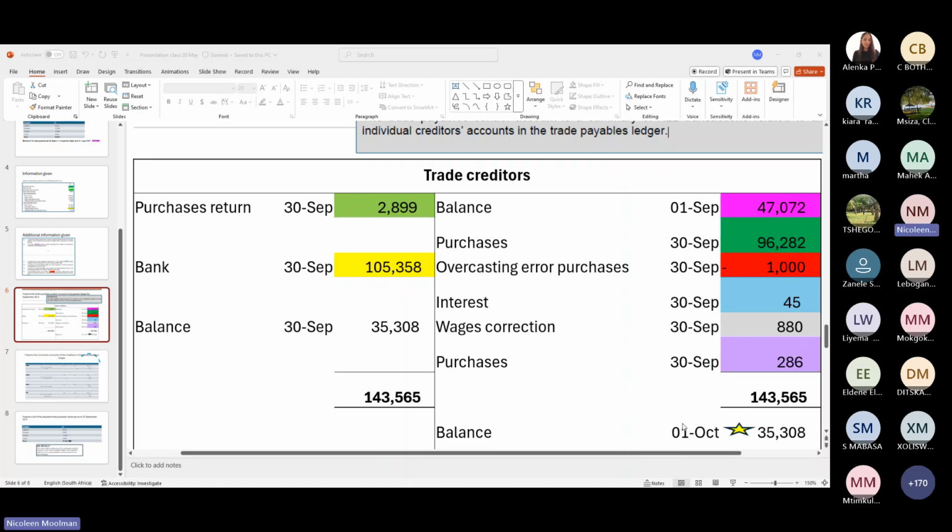Why is it not posted on the debit? Again, the R1,000 was just an overcasting error. We had to just reduce the balance. And like I said, you can show this as just purchases 95282. You don't need to split it into two. You can just fix the number. I just included it like that to show you how I got to your purchases. But these two rows that I'm going to highlight now, this is basically your purchases: 96282 less R1,000. That is your purchases from your trade creditors.